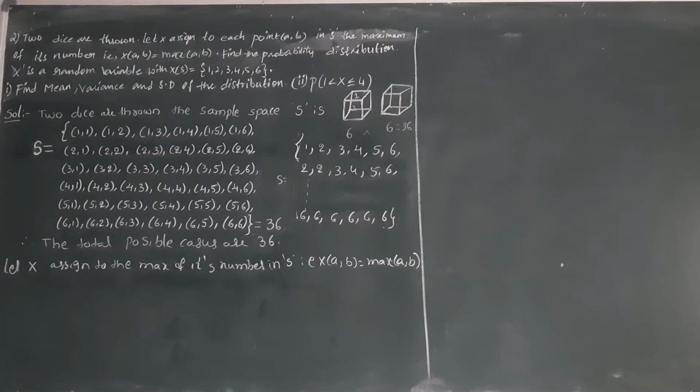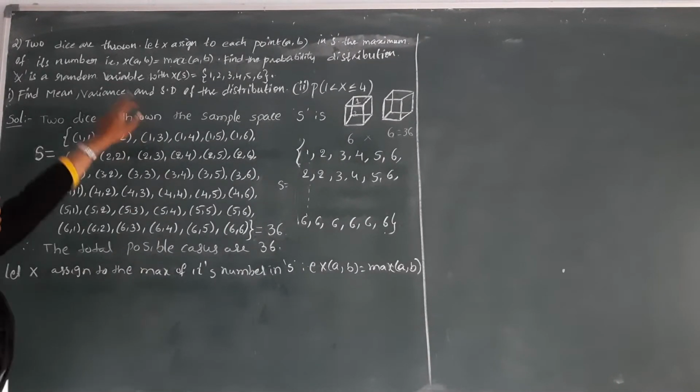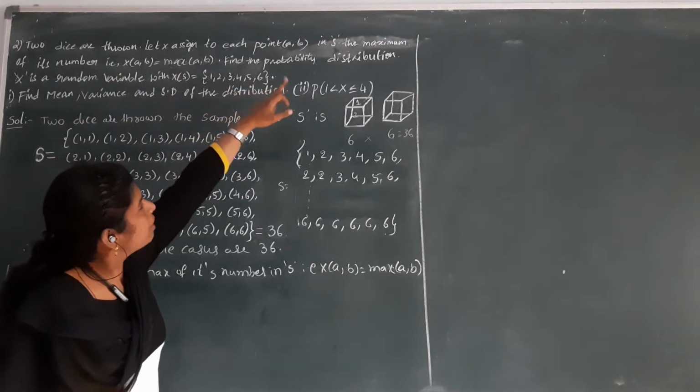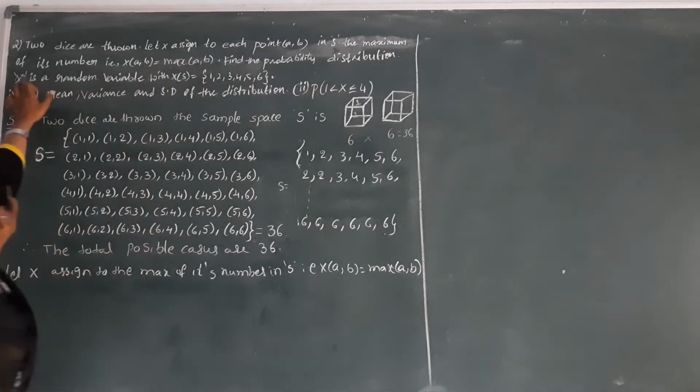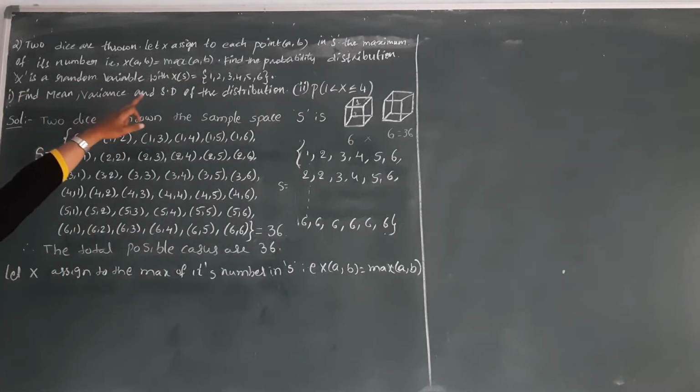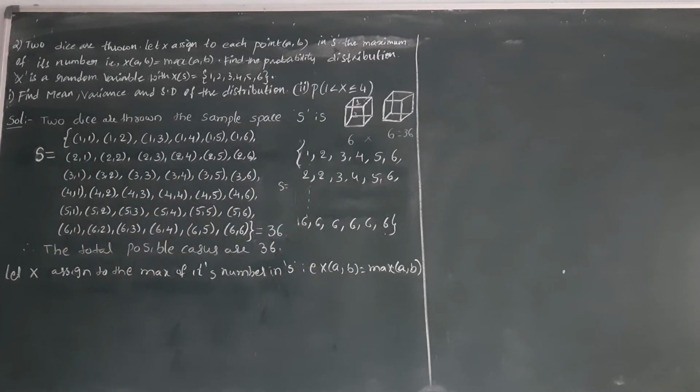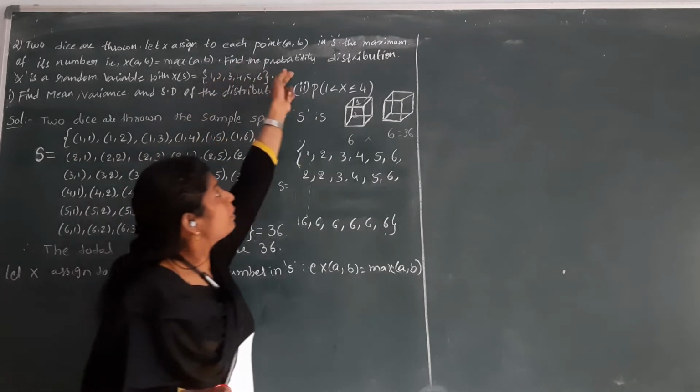Next, let X be assigned to each point (a, b) as the maximum of its numbers, X(a, b) = max(a, b). Next, find the probability distribution. The question is to find the probability distribution.